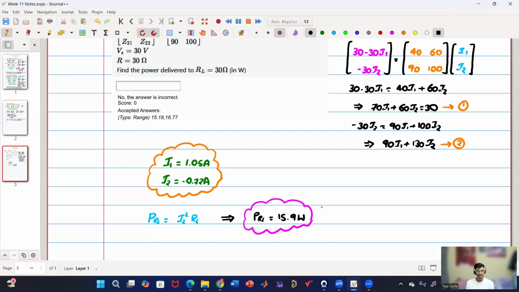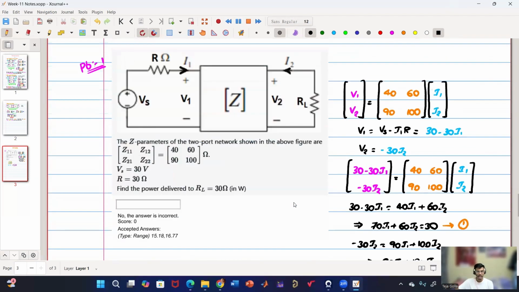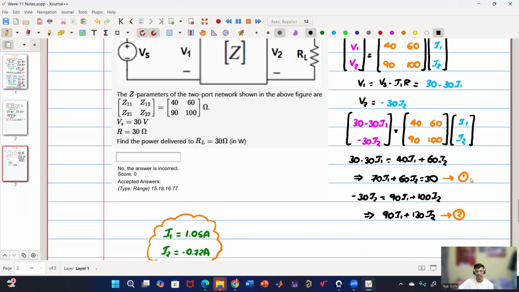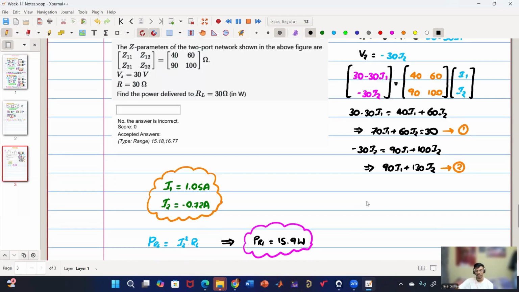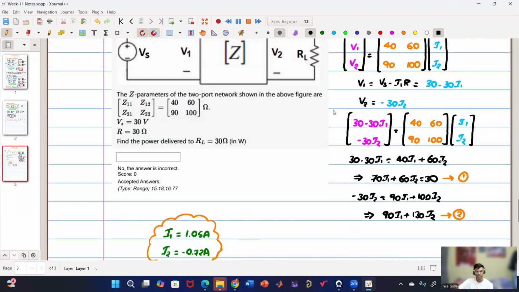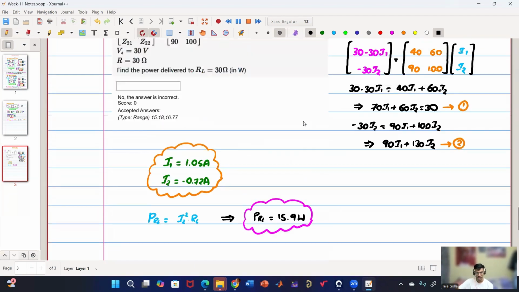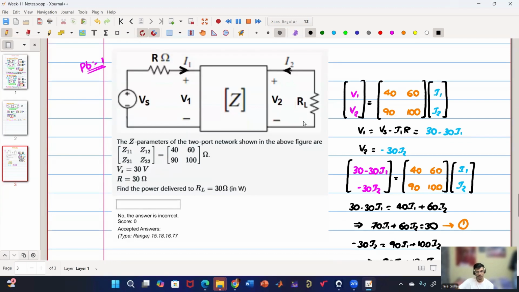So has everyone done this problem? This problem is very interesting. We don't know what is there in this. They have only given the Z parameters of this, and they have given the voltage source. They have given the resistor value, and they're asking the power delivered. So first we started with what we know. Because they have given Z parameters, we have written the expression. After that, we substituted V1 and V2 in terms of I1 and I2. So now it has been converted into two linear equations with two unknowns. So we have solved for I1 and I2, and then we have seen that they have asked for the power delivered to this resistor RL, which is I square into RL. So we got this expression. Is this clear for everyone? If you have any doubts, please ask before we proceed to the next problem.